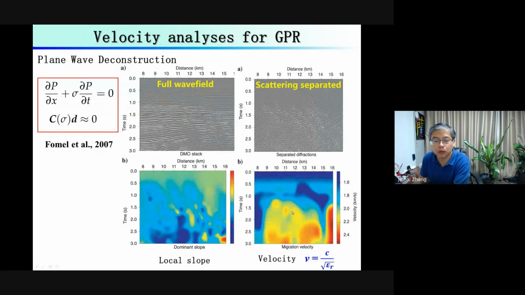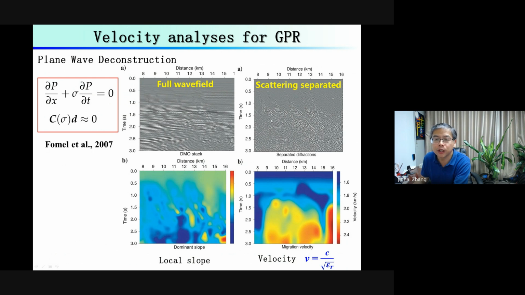And Sergey Fomel developed such a method in 2007. The basic idea is to perform a plane wave decomposition. That means a plane wave, near horizontal, can be regarded as reflections. However, the curved ones, the hyperbolas, can be regarded as scattering. In that method, these two can be separated, and using the scattered waves, with the variation of offset, we can have a hyperbola.